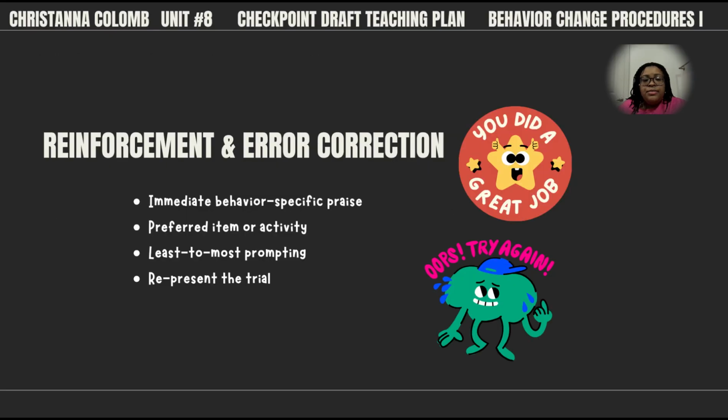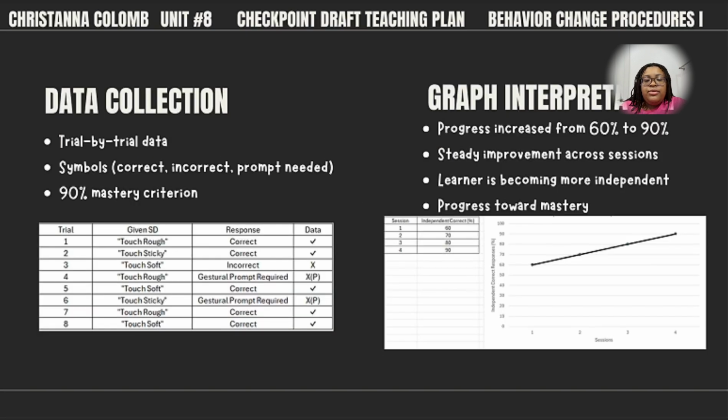If the learner responds correctly, immediate behavior specific praise along with a preferred reinforcer is provided. If the learner responds incorrectly or does not respond within 7 seconds, the error correction procedure is implemented using the least to most prompting hierarchy. This will first begin with a gesture prompt, followed by a model prompt, a partial physical prompt, and then a full physical prompt if necessary. Once the learner responds correctly with the appropriate level of prompting, the trial is re-presented to provide another opportunity for an independent correct response. Trial by trial data will be collected throughout each teaching session to monitor the learner's progress.